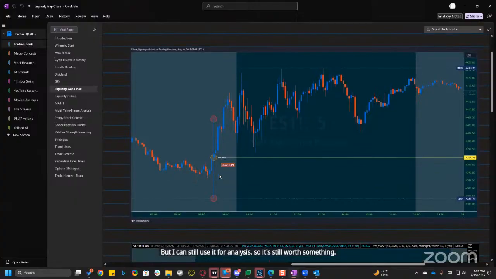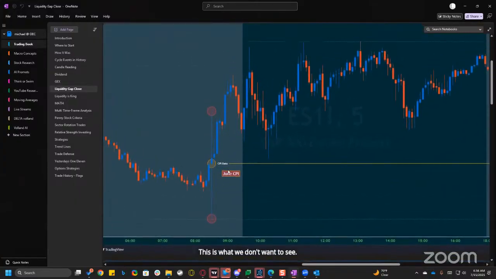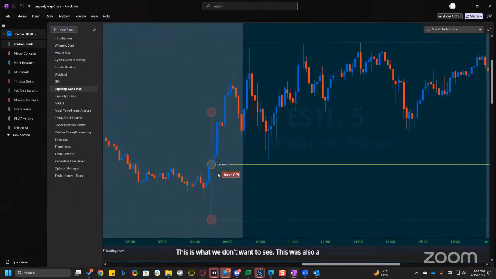This is what we don't want to see. This was also a CPI event. Big wicks in either direction. Price comes back to close pretty much where we opened. There is no gap here because we closed almost where we opened, right? There's nowhere to go. We've already went.